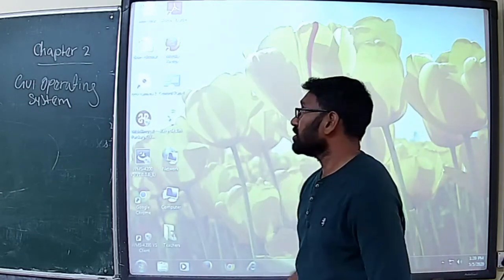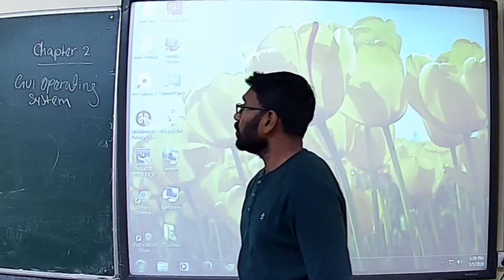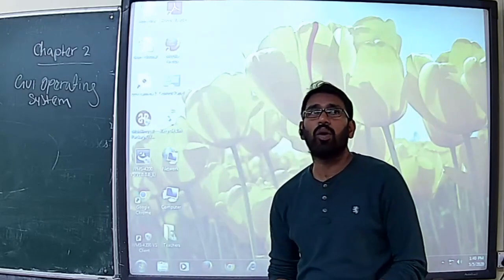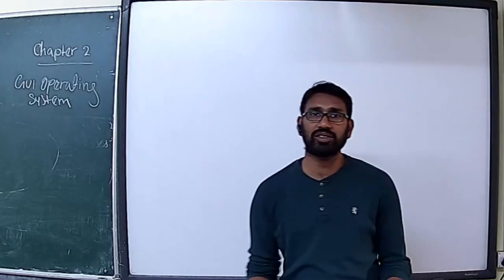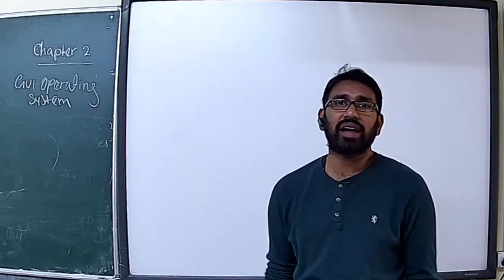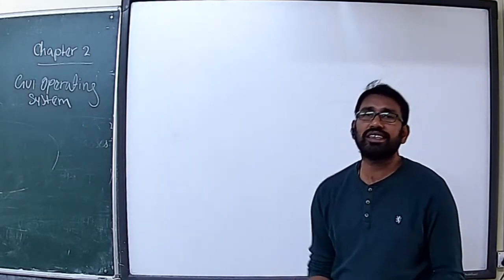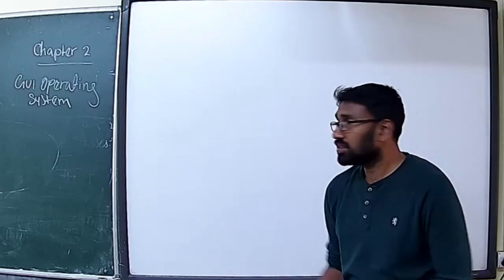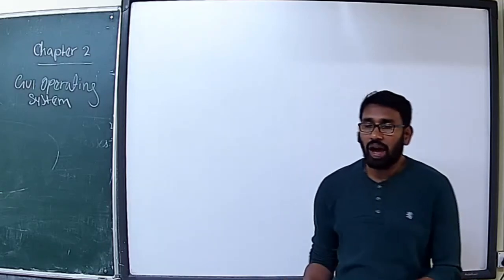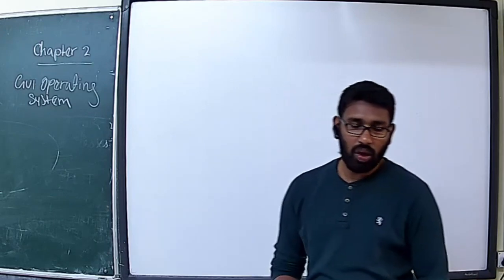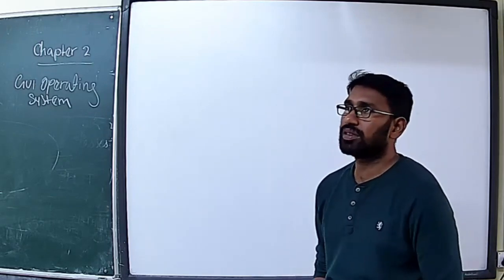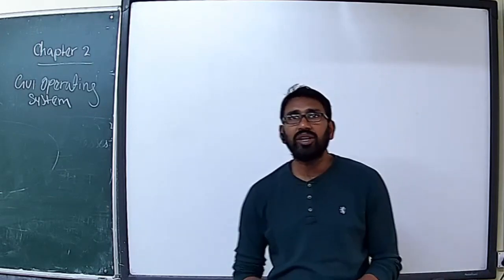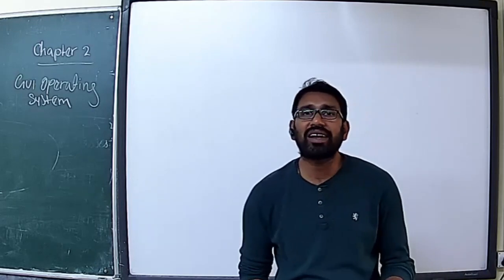We are going to teach class 4, chapter 2, GUI operating system. Last class we discussed what an operating system is, how to customize it, changing the wallpaper, and setting screensavers. So this is the continuation. Our next topic is working with multiple windows. In Windows, the user has multitasking ability.